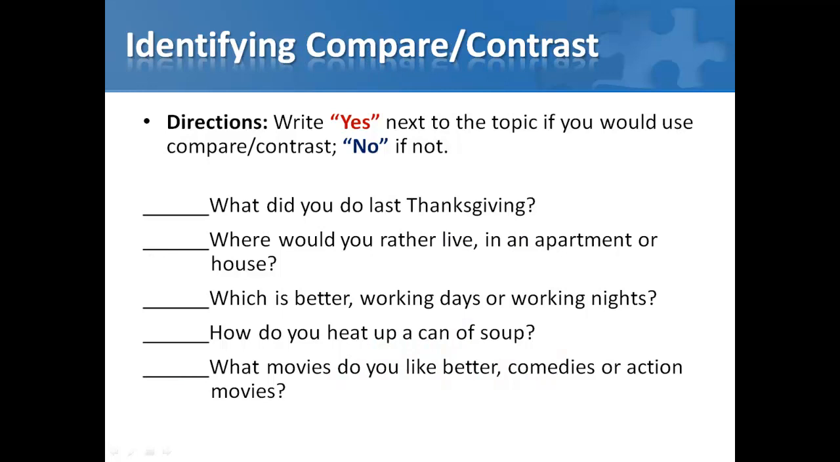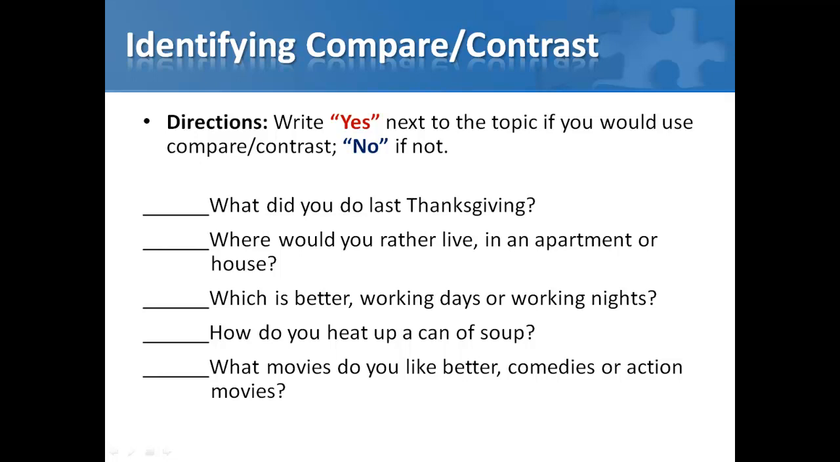Okay, so let's look at this exercise. You might want to pause the video here so that you can jot down your answers on a piece of scratch paper. Here are the directions. Write yes next to the topic if you would use comparison or contrast. No if you would not use either of them. So no means you would not use this technique of comparison and contrast at all for this particular topic.